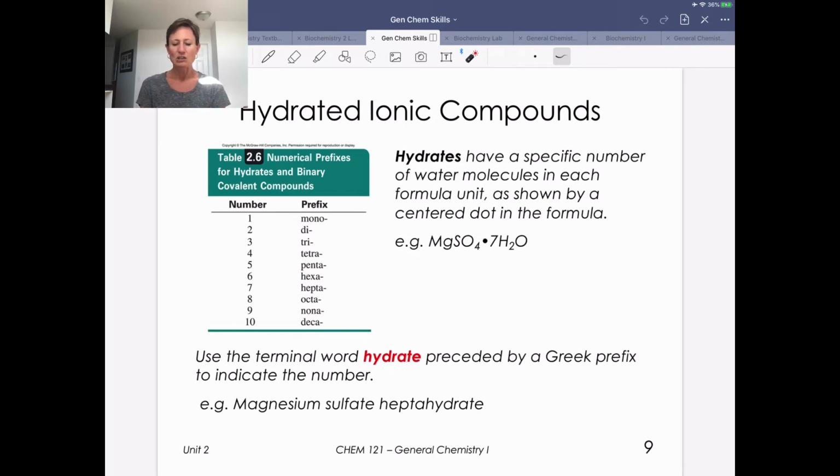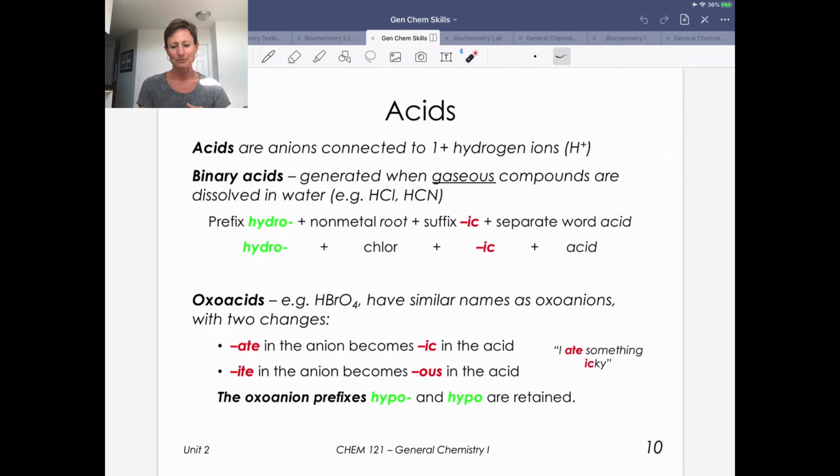So for example, this would be magnesium sulfate. That's how we'd name that salt. And there's 7 waters with it. So we would say heptahydrate. Hepta meaning 7, and then hydrate meaning water. So you do need to know the Greek prefixes that we have here. So that's going to become another one of your things to add to your flashcards.